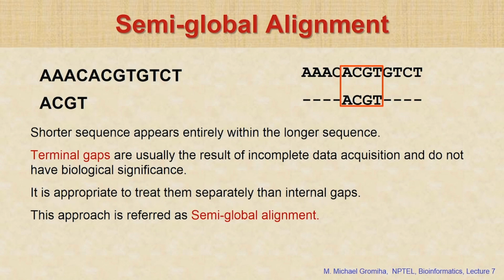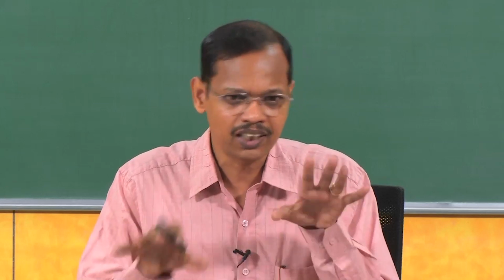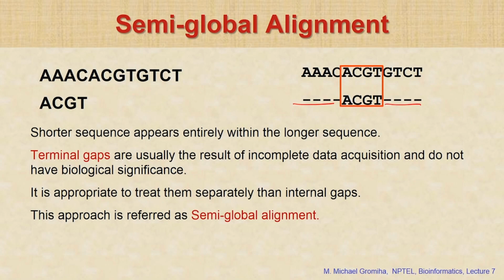And also another alignment called semi global alignment, this will tell you how we can align the different sequences with respect to gaps, the internal or the outside. Some case if you see the gaps outside, these terminal gaps are usually the result of incomplete data acquisition and may not have any biological significance. In this case you can remove these gaps, and if you remove the terminal gaps, then we align only the sequences which is in between. So, this type of alignment we call as semi global alignment.